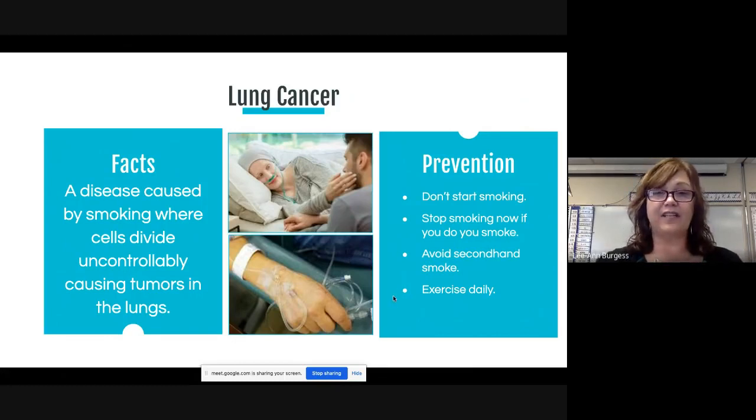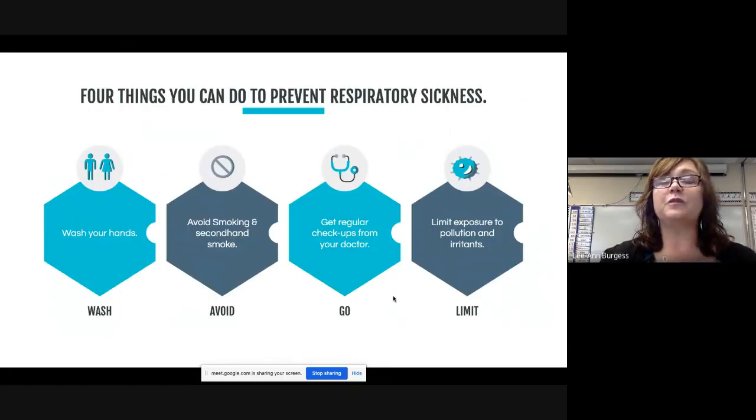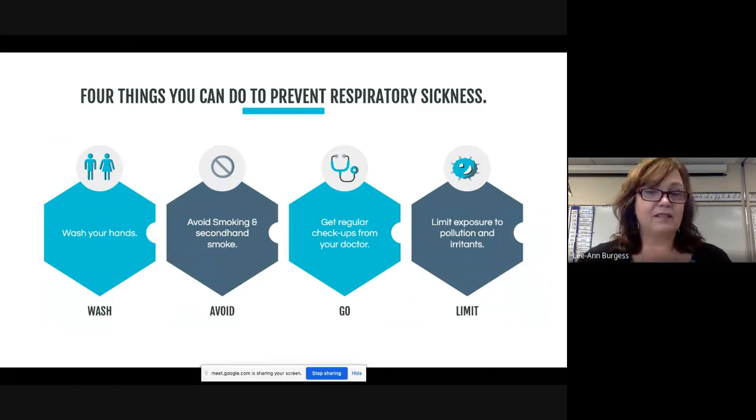So a takeaway for this, there are 4 things you can do to prevent respiratory sickness. Number 1, wash your hands. Number 2, avoid smoking and secondhand smoke. Number 3, go to the doctor and get regular checkups. And number 4, limit your exposure to pollution and irritants.